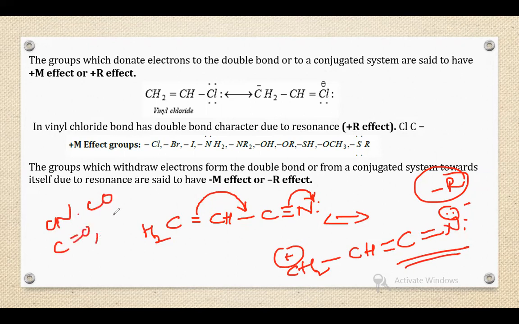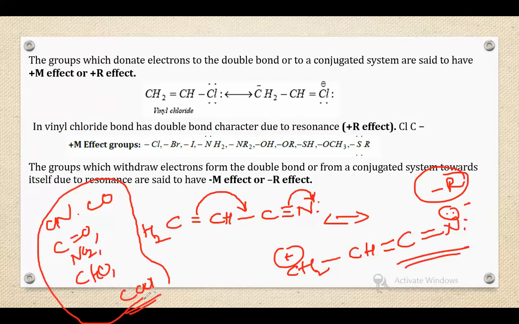And the NO2 group, the nitro group, then the aldehyde group CHO, then the COO or carboxylic group. These show the minus R effect because they can drag the pair of electrons from the unsaturated compound, the double bonded electrons or pi electrons. So these can show the minus R effect.